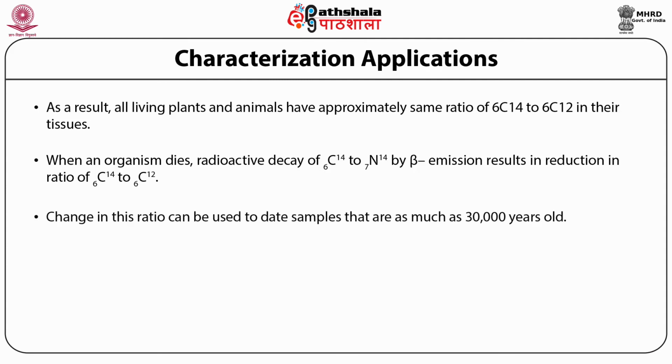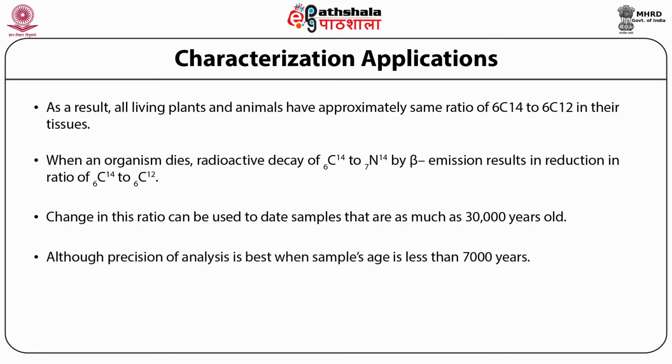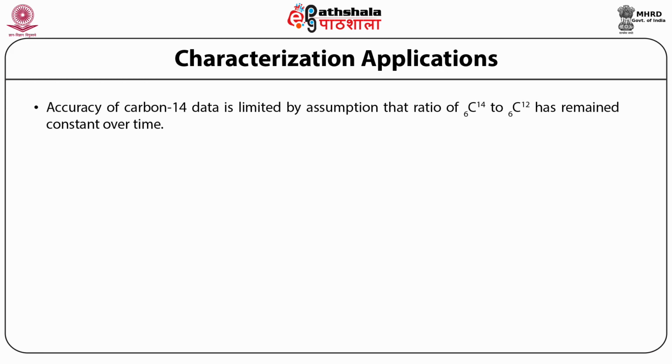The change in this ratio can be used to date samples that are as much as 30,000 years old, although the precision of this analysis is best when the sample's age is less than 7,000 years. The accuracy of carbon-14 dating is limited by the assumption that the ratio of 6C14 to 6C12 has remained constant over a period of time.